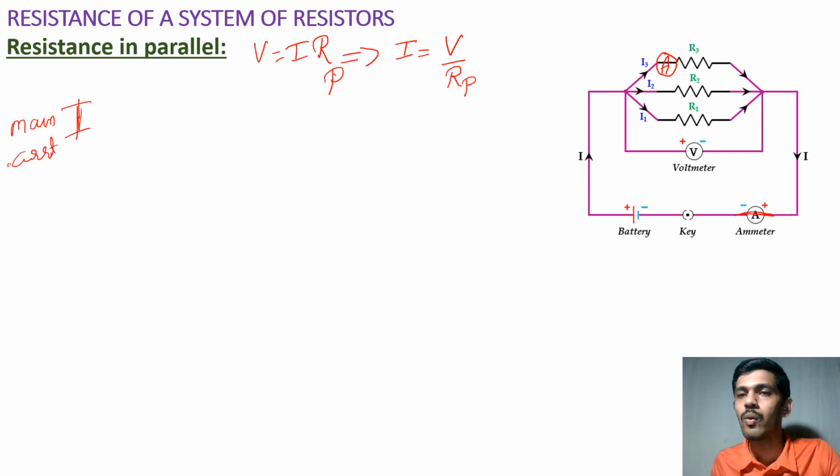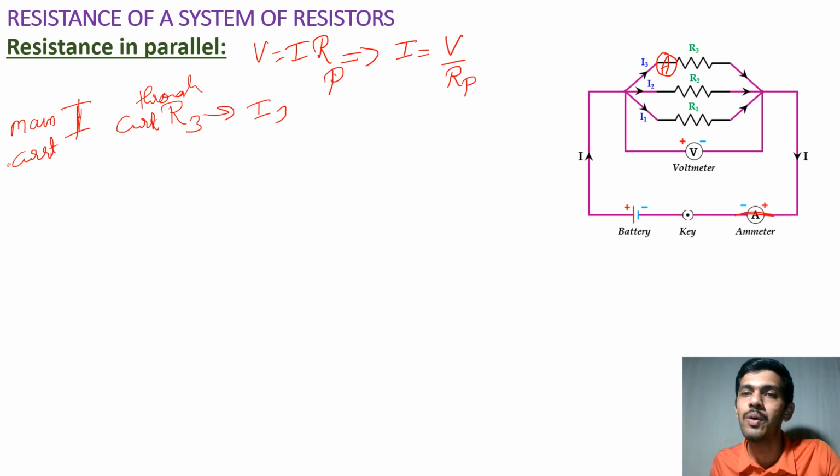Now when I connect the ammeter along with R3, not R1, it is R3, I will get some value which is not equal to the main current. Since I have connected it to R3, the current flowing through R3, I will take as I3.